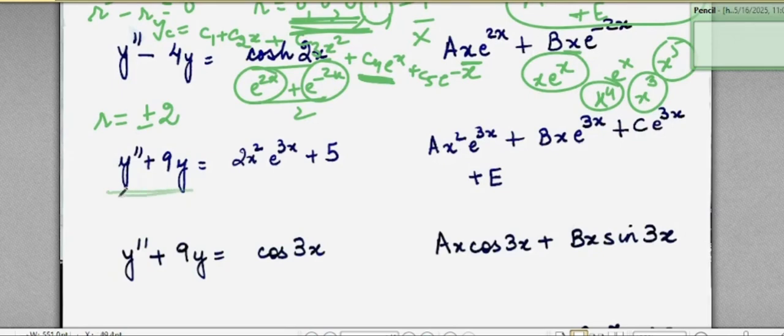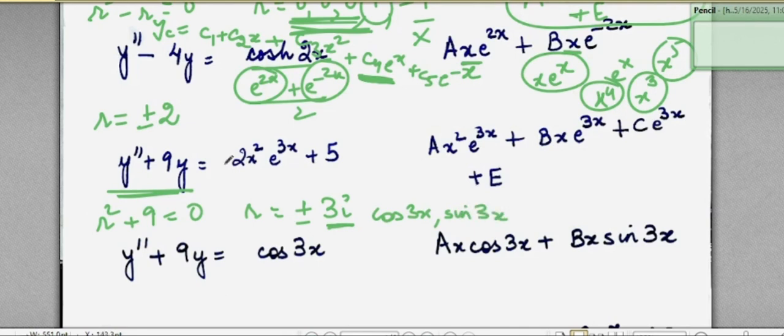First, look at this problem now. It's r squared plus 9 equal to 0. So r is plus minus 3i. Now mind it, plus minus 3i corresponds to cos 3x and sin 3x. Such terms are not appearing on the right hand side. So it's a normal situation. It's not a special situation. So you'll just write your normal trial yp. No modification has been done here.